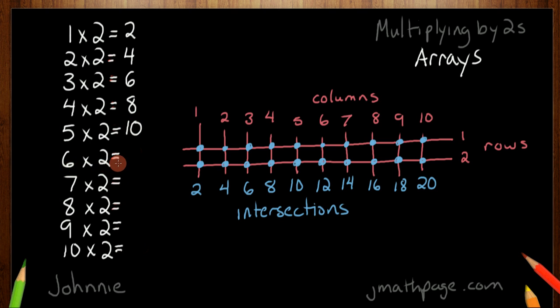6 times 2 equals 6 columns, 2 rows makes 12. 7 times 2 equals 7 columns, 2 rows makes 14. 8 times 2 equals 8 columns, 2 rows makes 16. 9 times 2 equals 9 columns, 2 rows makes 18. 10 times 2 equals 10 columns, 2 rows makes 20.